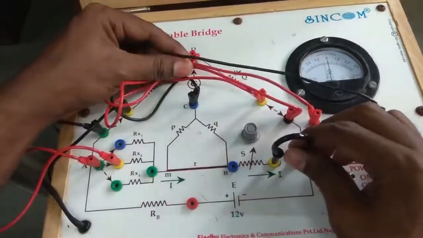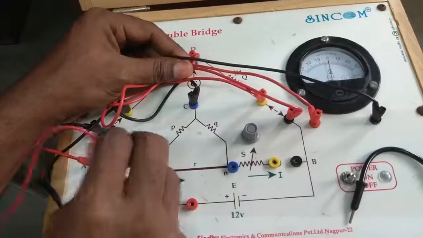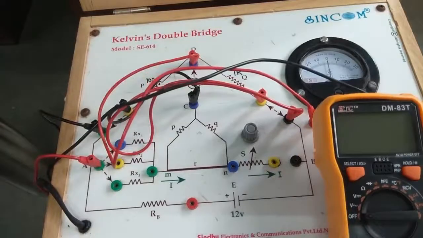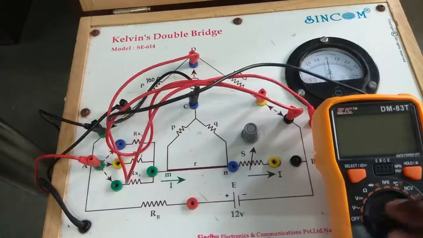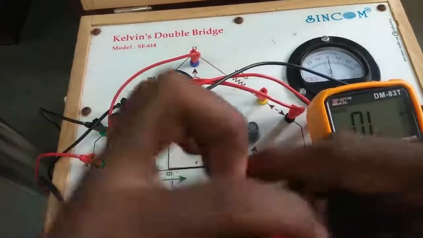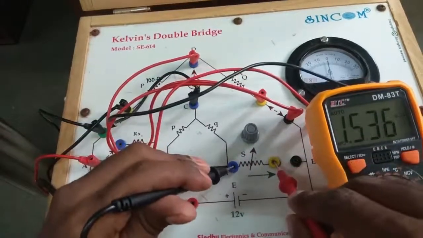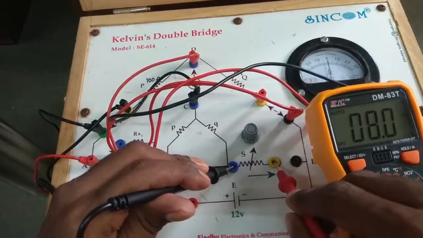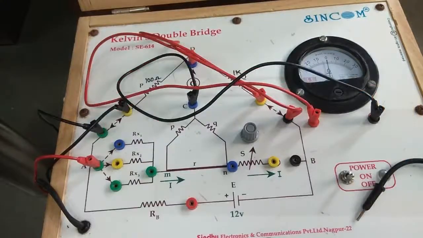I will remove this standard resistance S and Rx2 from the circuit, and with the help of this digital multimeter, I will measure resistance S. So what reading is showing? It is showing 8 ohms. Okay, 8 ohms. Now again I will repeat the above procedure.